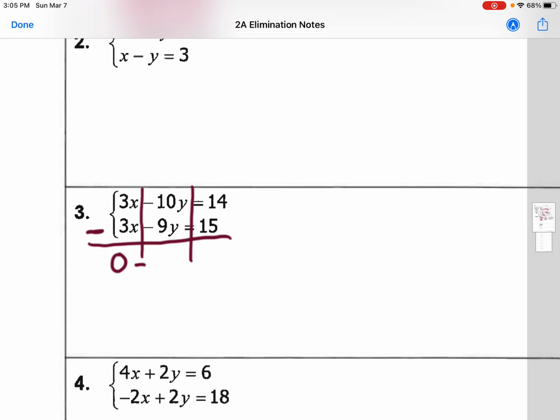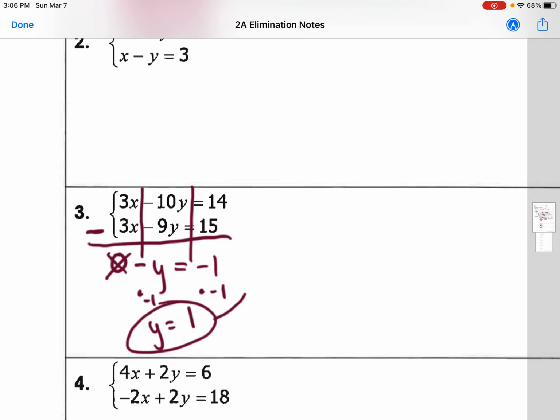Negative 10 minus negative 9, yes, so negative y. Sorry. So negative y, and then I copy down my equal sign. 14 minus 15 is going to be negative 1. So I have 0 minus y equals negative 1. Now this 0 doesn't really matter, so I really have negative y equals negative 1. So what I could do is multiply by negative 1 on both sides to get myself y equals 1.